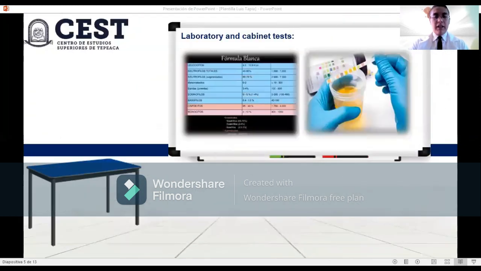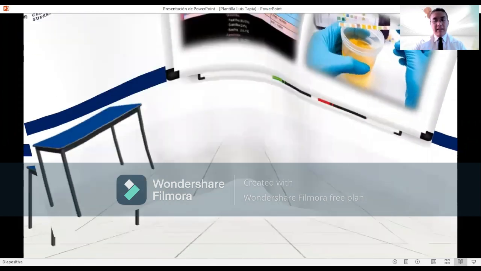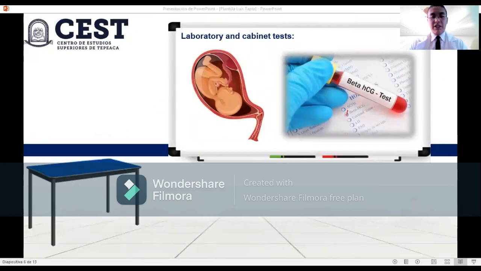Number 3. Laboratory and cabinet tests. If this still does not clear the physician's doubts, laboratory and cabinet studies can be used for the differential diagnosis with other diseases. In this case, we request a white blood cell count and a general urine test. But if the patient is pregnant, we request an immunological pregnancy test.